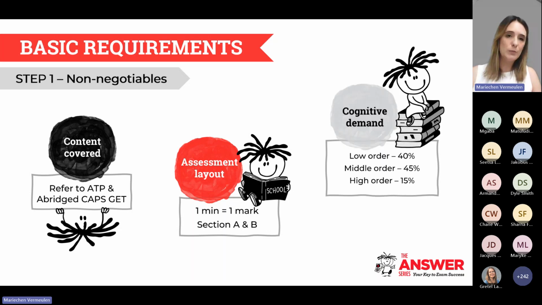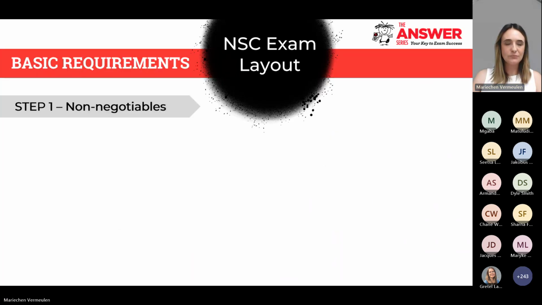And then the last thing that your policy documents tell you, and this is why we are here today, is that the cognitive demand of our assessments, particularly our formal assessments, needs to be 40% lower order, 45% middle order, and 15% higher order. And we'll unpack what that means a bit later.